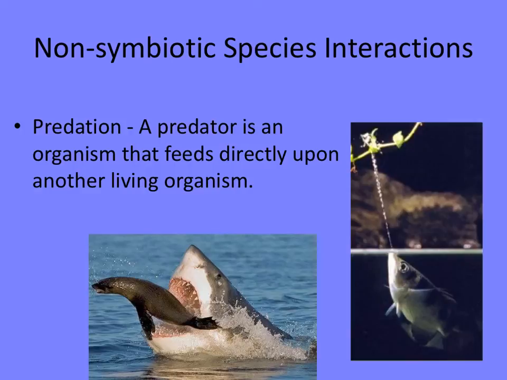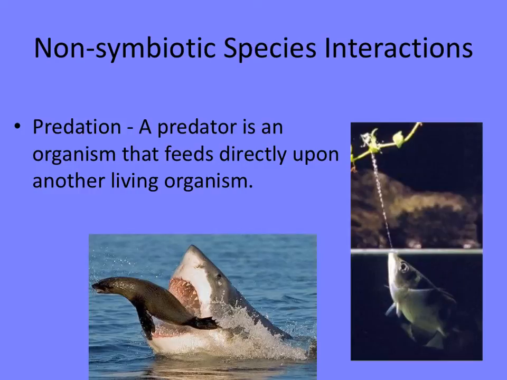Finally, the last 2 interactions are non-symbiotic. So the first one is predation. So this is not very intimate because the relationship, to be honest, does not last very long. Predation means one thing is eating another. So the relationship is not long and complicated. It is one thing literally bites and kills and consumes the other.